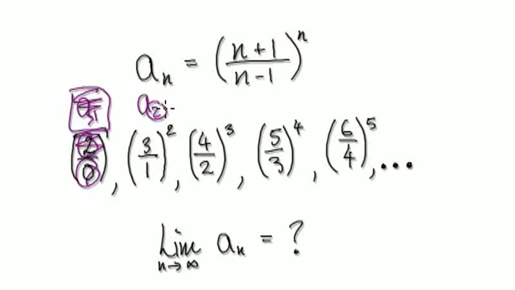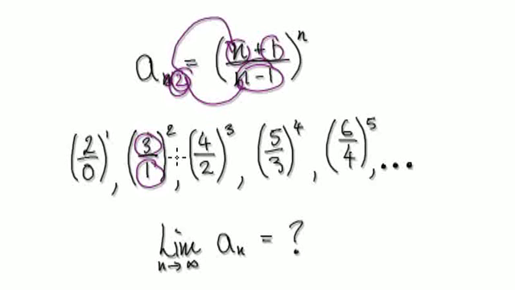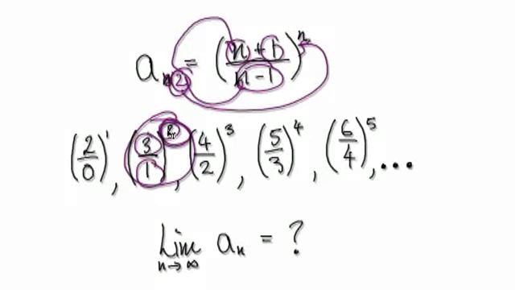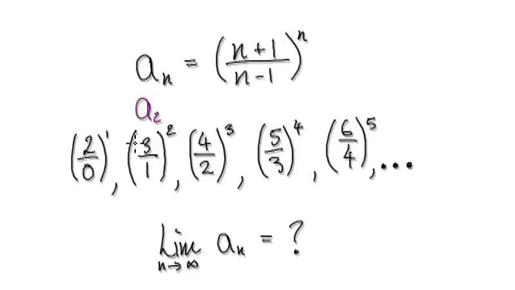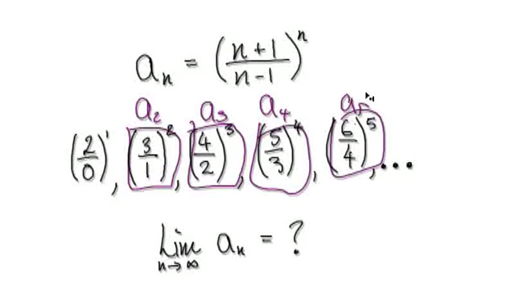So when it's A2, you would put the 2 into this n here. So now it's 2 plus 1, that would be 3. Put the 2 into here, that would be 1. Put the 2 into here, that would be this 2 here. So A2 gives you this, and do the same for A3. That will then give you this. A4, that will then give you this. A5, that will then give you this.